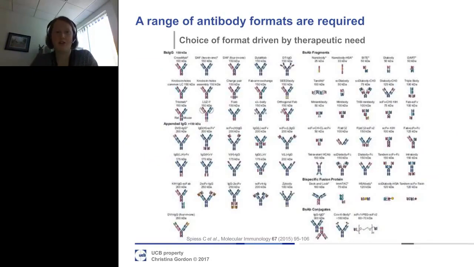So here I just wanted to show you a range of antibody formats that tend to be required, and the choice of format is usually driven by the therapeutic need. In the past, we've mainly been asked to express your standard antibodies like your IgG, which tend to be easier to express. But more recently, we've been asked to express bispecific formats and other antibody formats, which tend to be more difficult to express. So this really shows that our expression platforms need to be really capable to support all the needs.